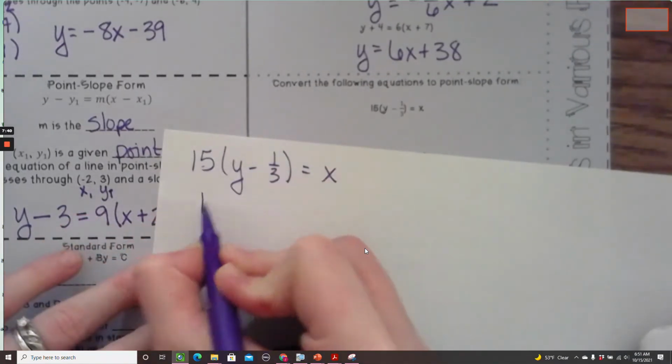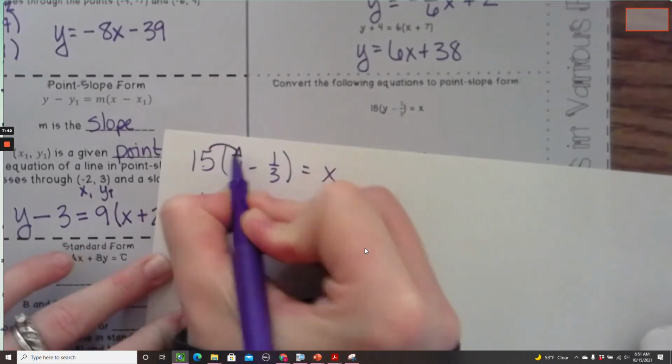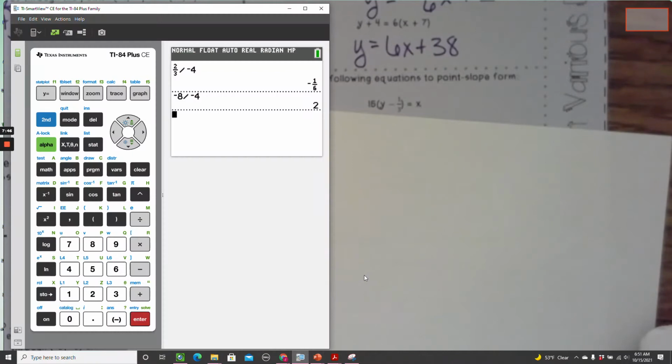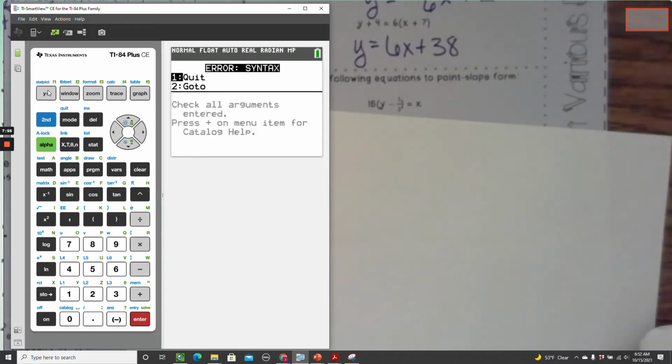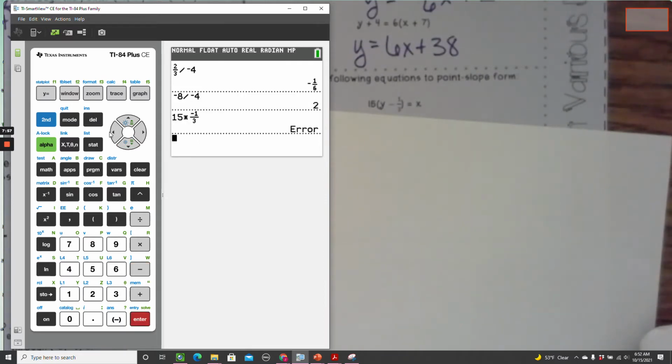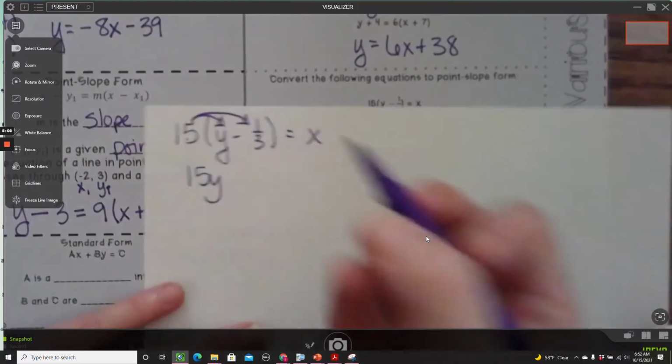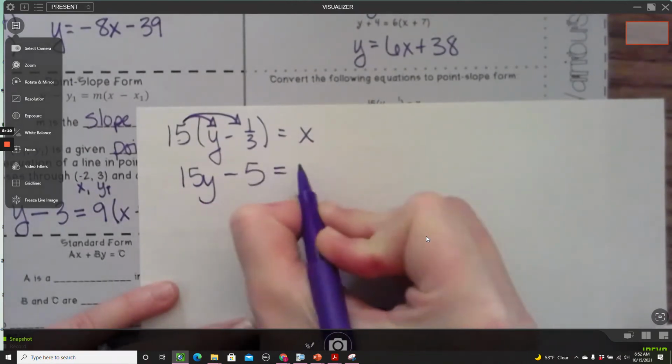So 15 times y is 15y, and then 15 times a negative third is just like dividing 15 by a negative 3, negative 1/3. So I'd get a negative 5 there. So minus 5 equals x.